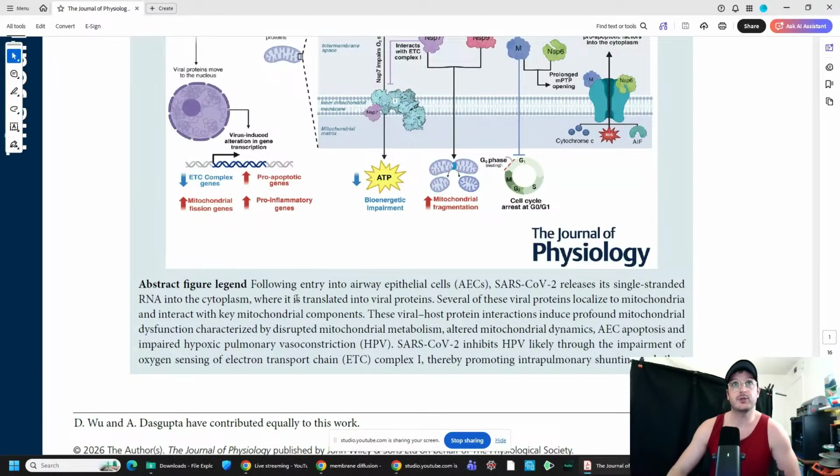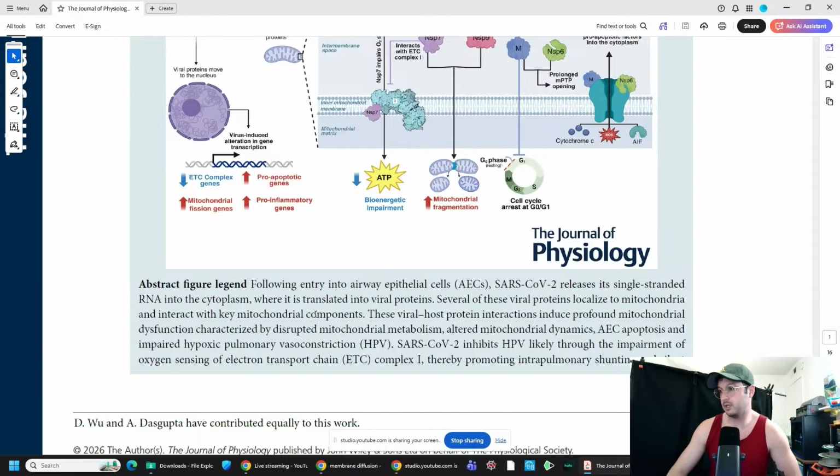So following entry into airway epithelial cells, and they're going to abbreviate that AECs. I hate acronyms personally, but it is something we do in science. SARS-CoV-2 releases its single-stranded RNA into the cytoplasm, where it is translated into viral proteins. Several of these viral proteins localize to mitochondria and interact with key mitochondrial components. These viral-host protein interactions induce profound mitochondrial dysfunction, characterized by disrupted mitochondrial metabolism, altered mitochondrial dynamics, airway epithelial cell apoptosis, so cell death, and impaired hypoxic pulmonary vasoconstriction.